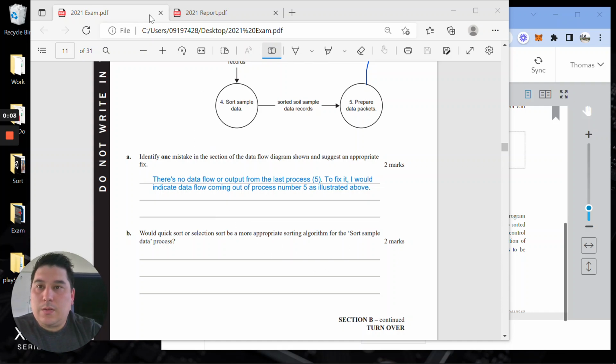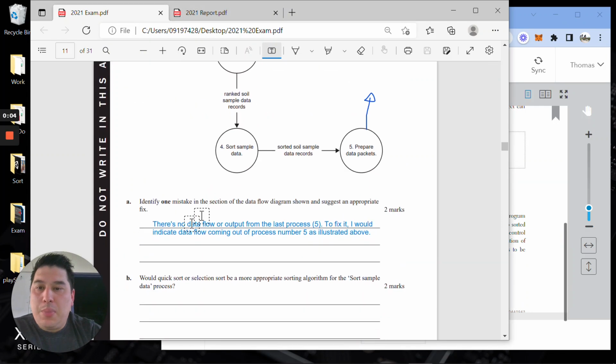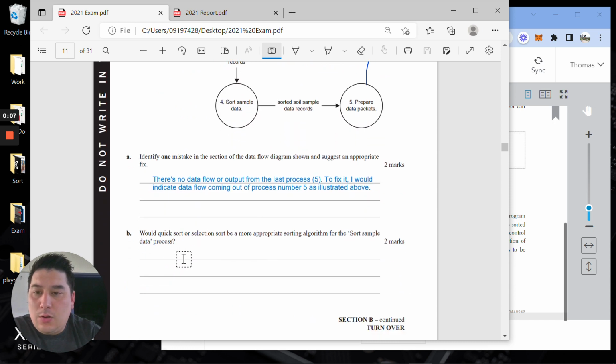Question 4b asks, would quicksort or selection sort be a more appropriate sorting algorithm for the sort sample data process? So in here, we need to know what the differences are between selection sort and quicksort.